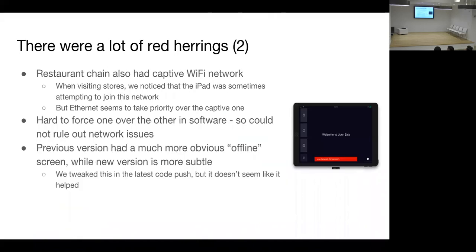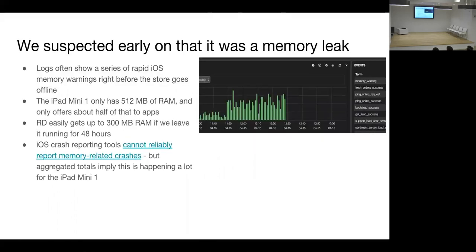We also know that this restaurant chain has a captive Wi-Fi network. So we're wondering, is it hopping on a bad network and we're losing network connectivity and that's why it's crashing? Or is the network connectivity error message not as visible and restaurant staff is ignoring it? We knew it was a memory leak because we had memory warnings that we were logging. That was helpful. That's our Grafana dashboard. With half a gig of RAM, if an app at startup takes 100 megs, it's very easy to go over.